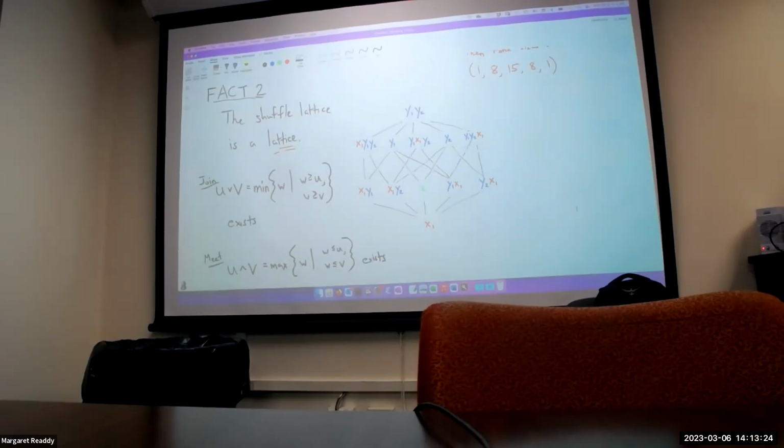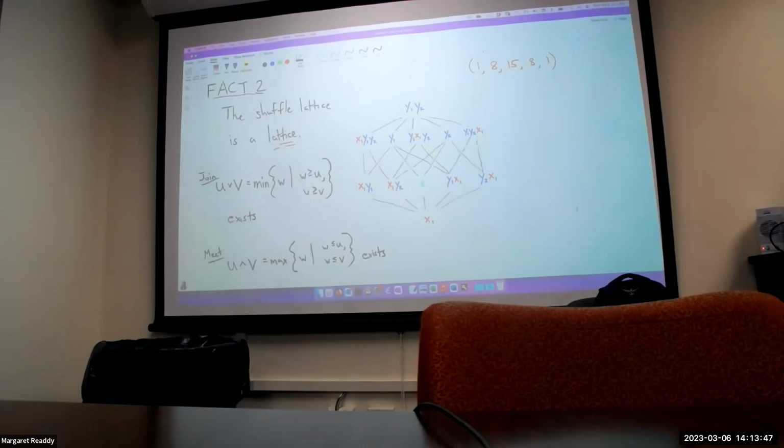Second fact is it's a lattice. So the name is not a misnomer. It is truly a lattice. By a lattice here, I mean that for any two shuffle words, I can find a join, which is the unique smallest element above those two elements, and a meet, the unique biggest element that is less than the two elements.